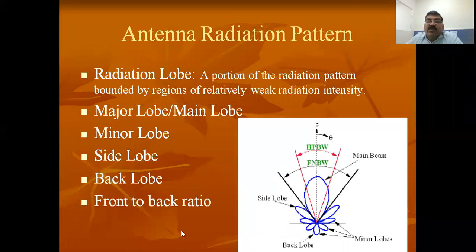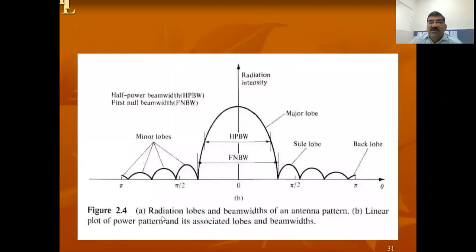Then the front to back ratio. Front to back ratio is something you will require in antenna design. That is how much is the front lobe and how much is the back lobe. So based on the ratio of that, how directive the antenna is gets decided. It is the side lobe and back lobe that are unwanted in most applications where we are using a directive antenna. So this front to back ratio should be higher.